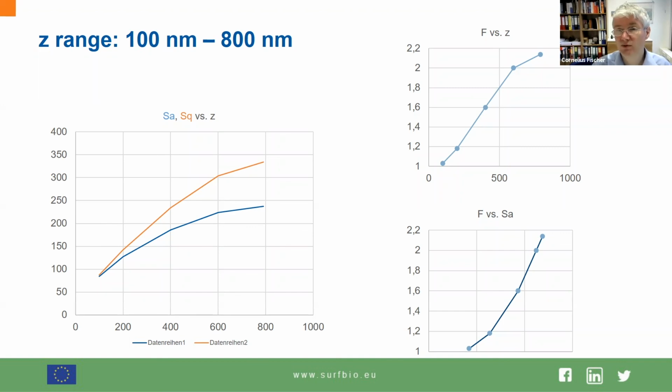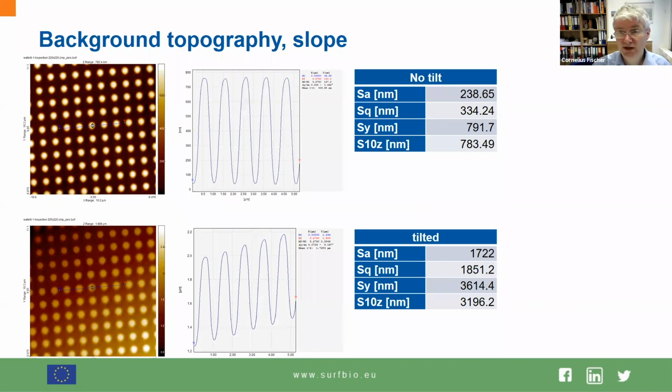So that's also something we need to discuss, what's going on with surface area. But before we do that, I will show you something that is of critical importance for the practical use. So that's about the background topography. If you introduce a slope, as it is visible here, of course, you come up with some modification of your roughness parameters because they are affected by the overall range.